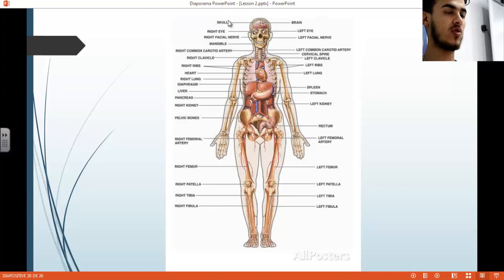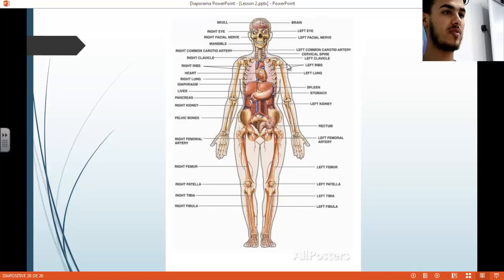We have here the skull, which covers our brain. We have a left eye and a right eye. We have also a right facial nerve and the left facial nerve. We have the mandible, like we say in Arabic, al-fak. We have also right common carotid artery and left common carotid artery. We have right clavicle and the left clavicle. In Arabic, it is at-tarqwa.